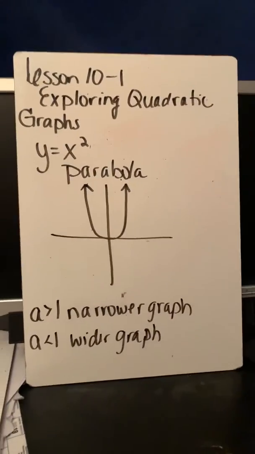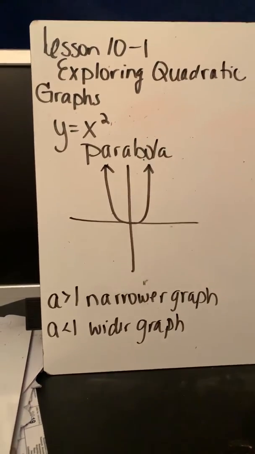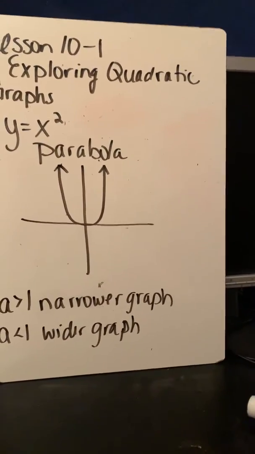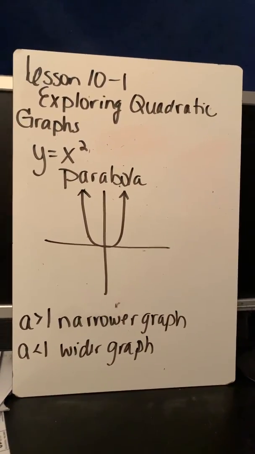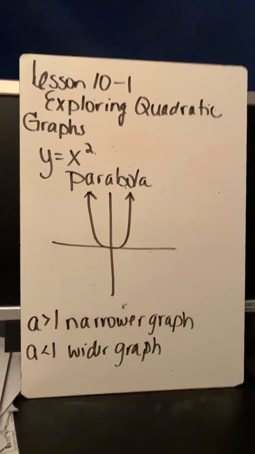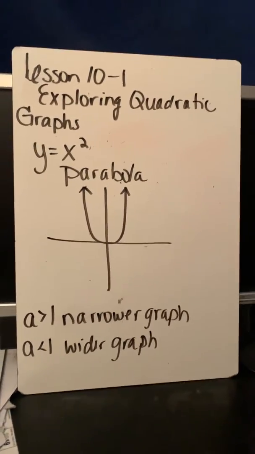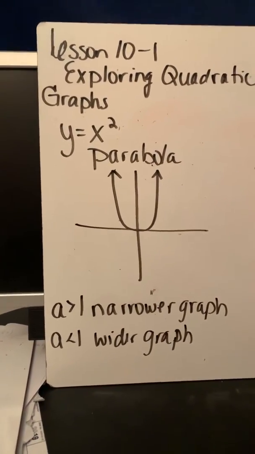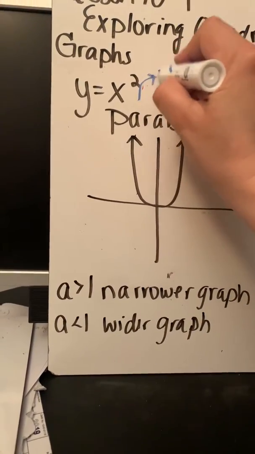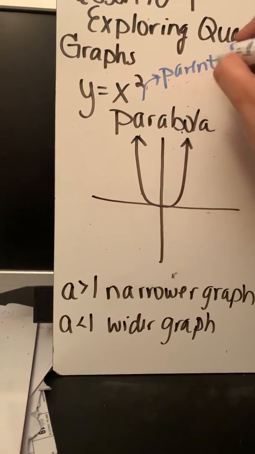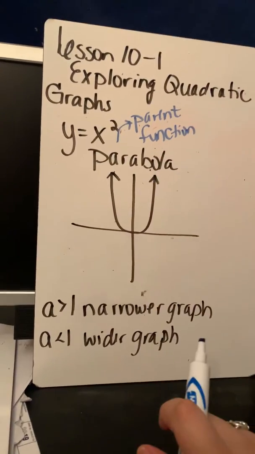All right, lesson 10-1 for Algebra 1, exploring quadratic graphs. So we have looked at these graphs before in other assignments, mainly with your domain and range that I had you guys do earlier in the year. So we're dealing with the parabola. So this right here is your basic function, y equals x squared. This is what we call a parent function, because that is your basic function.